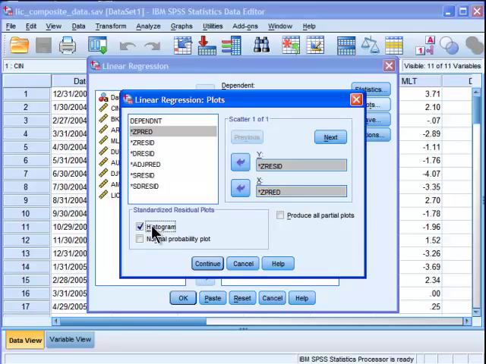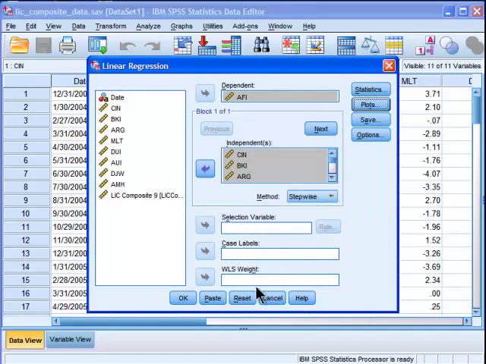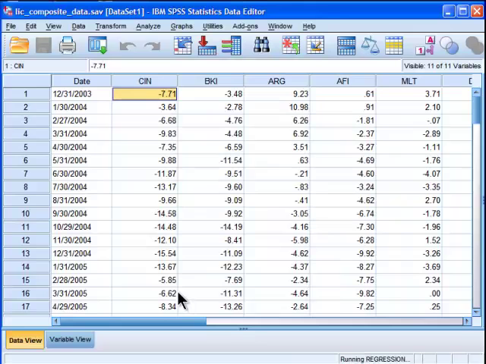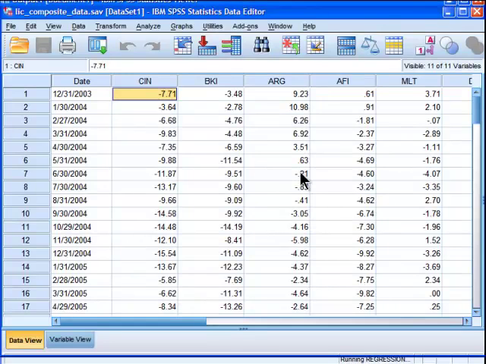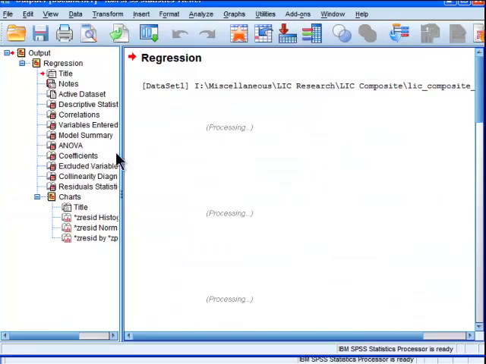We can also look at the standardized residual histogram and the normal probability plot. So these are non-statistical approaches to examining heteroscedasticity. There are ways of actually testing heteroscedasticity from a statistically significant perspective, which I won't talk about in this video, but I will in another one. We're going to continue, and we click OK. And here's the output coming up.